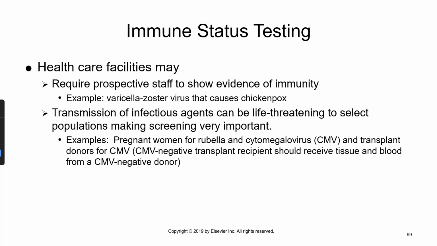Transmission of infectious agents can be life-threatening to select populations, making screening very important. So for example, pregnant women for rubella and cytomegalovirus, and transplant donors for cytomegalovirus. CMV negative transplant recipients should receive tissue and blood from a CMV negative donor.